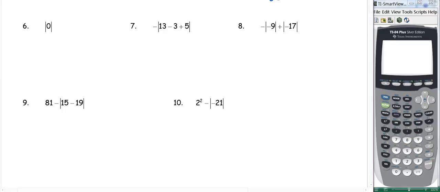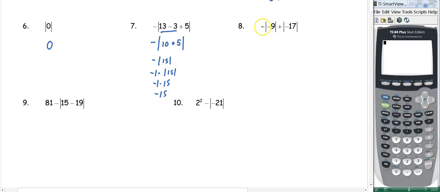Number 6, the absolute value of 0. So how far am I away from 0? 0. I didn't move anywhere. Number 7, the negative absolute value of 13 minus 3 plus 5. So first we need to do some simplifying inside here. 13 minus 3 is 10. Plus 5 gets us the negative absolute value of 15. So remember, that's really negative 1 times the absolute value of 15. Negative 1 times 15, negative 15.